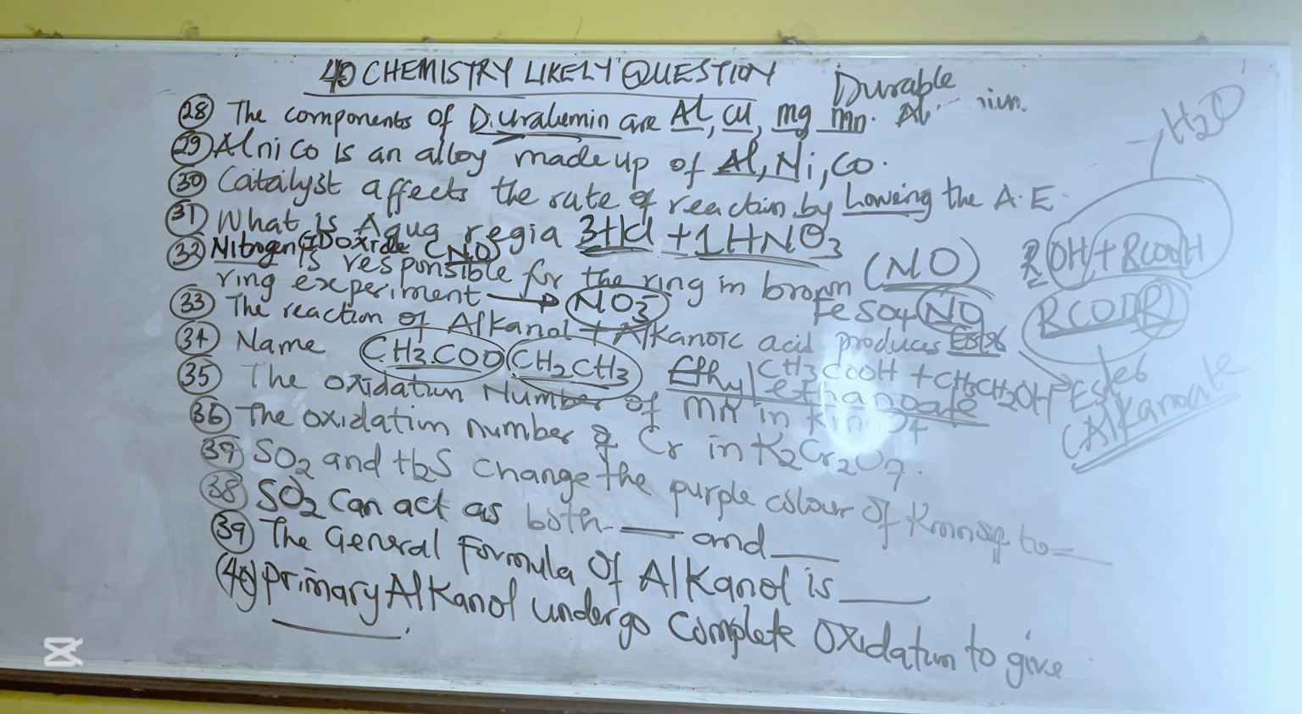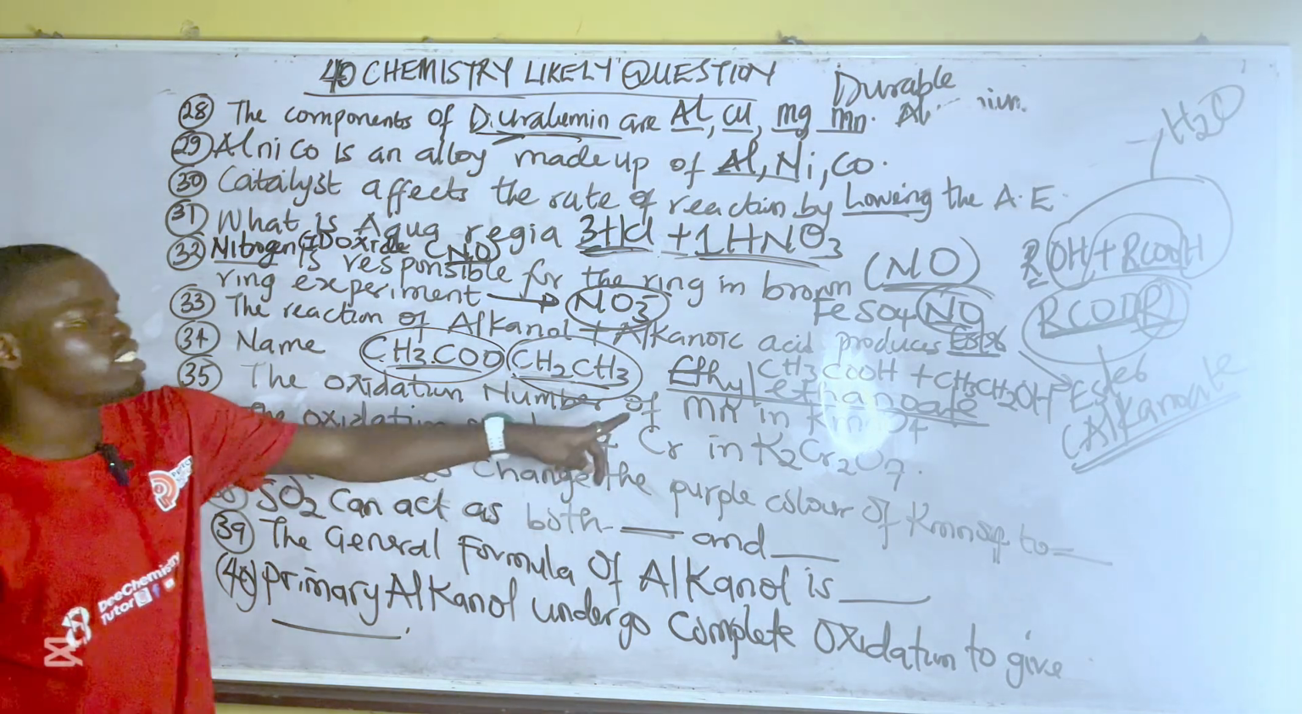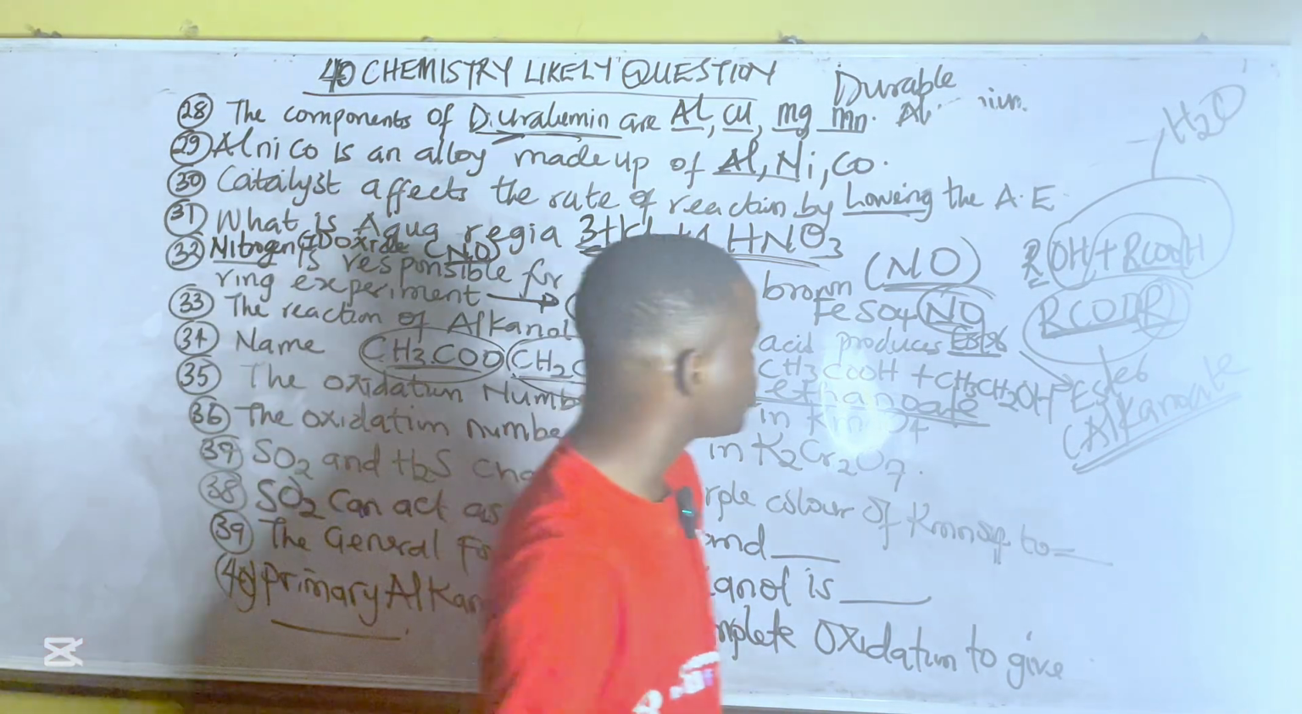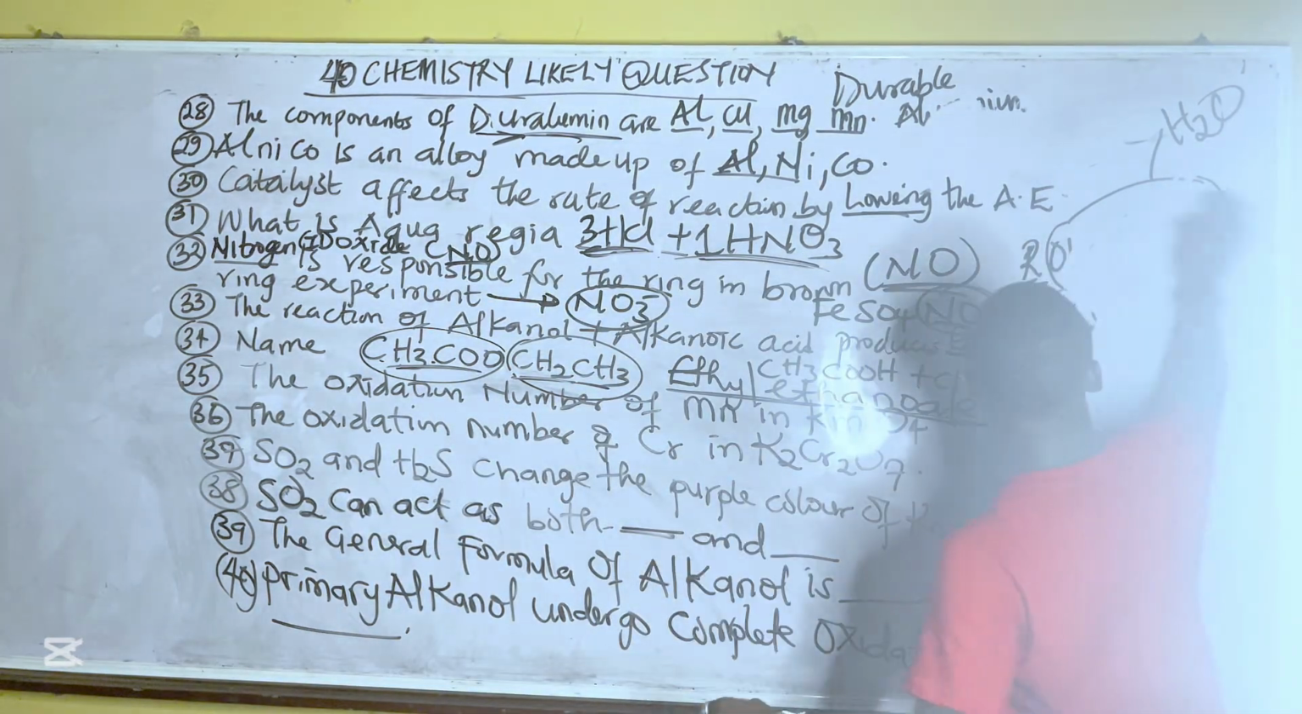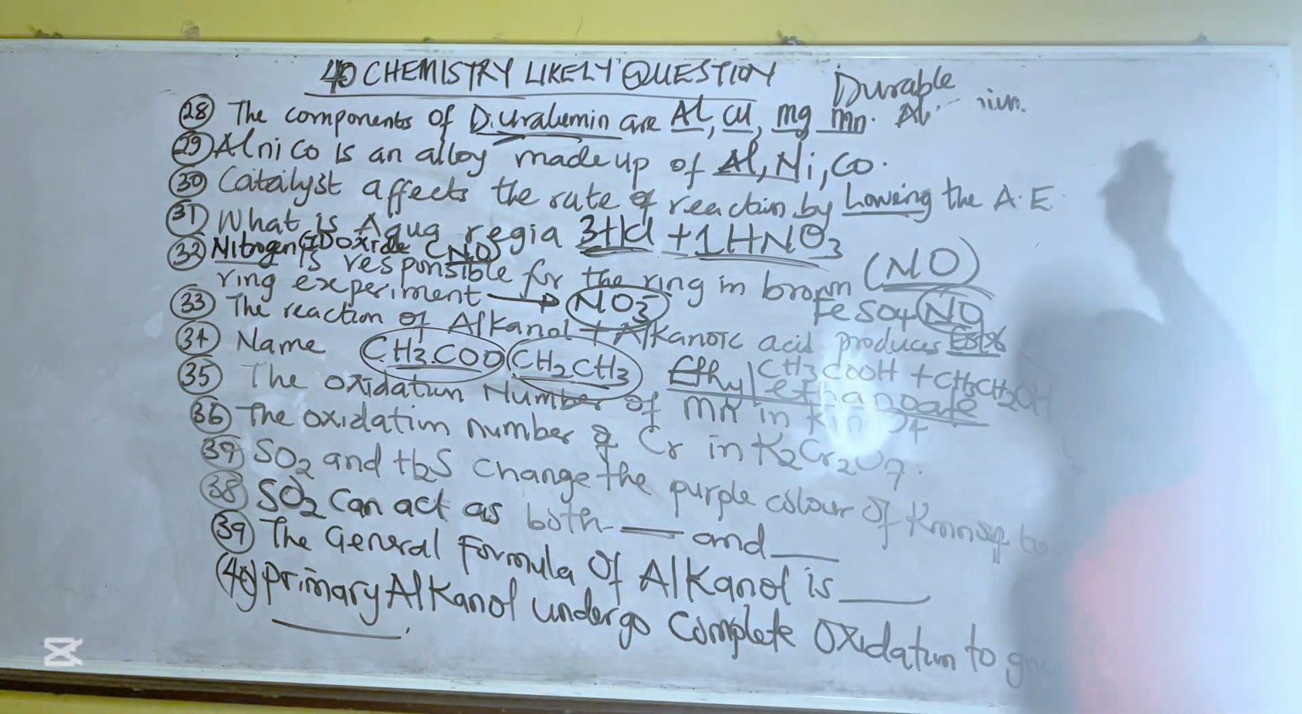The oxidation number of Mn in KMnO4 is dash. Though I have a video on oxidation number, okay, you can watch it. It will help you a lot.